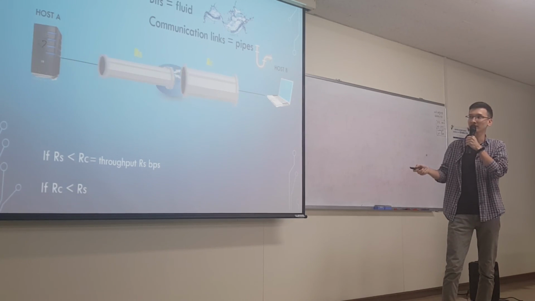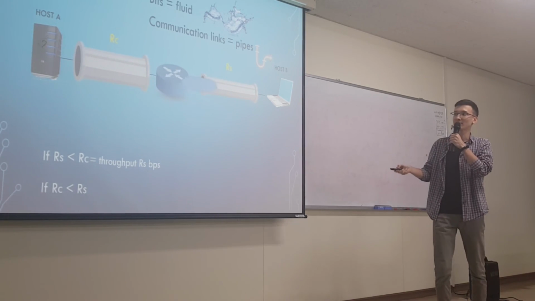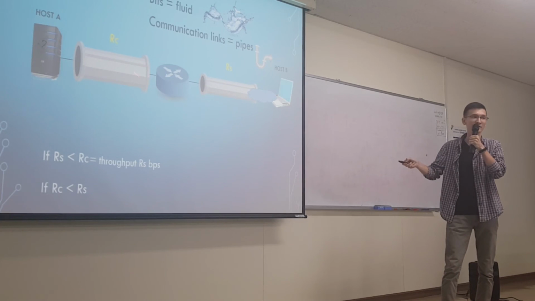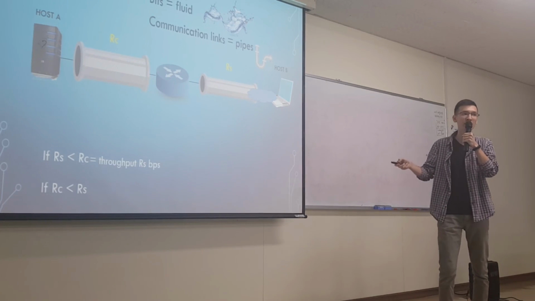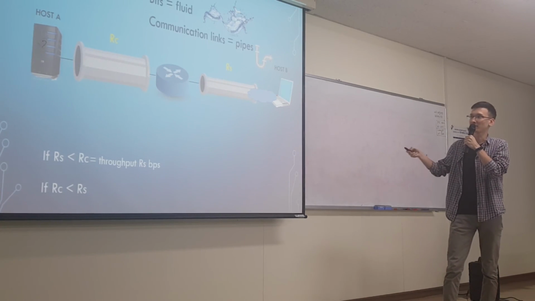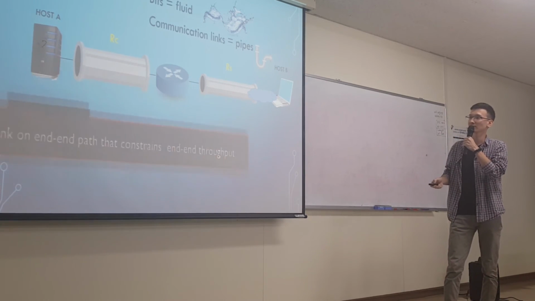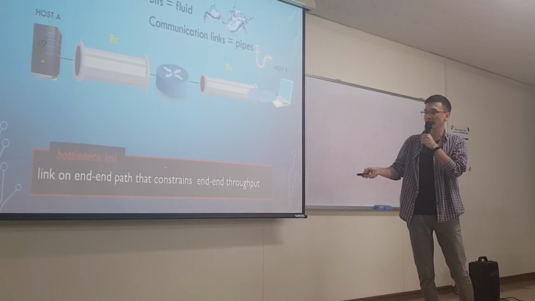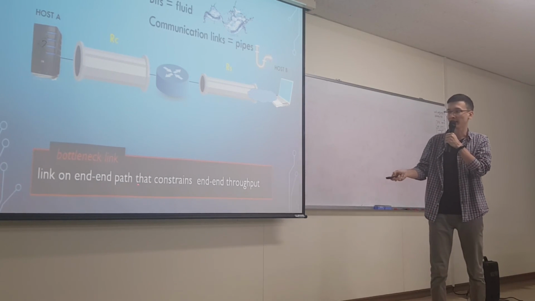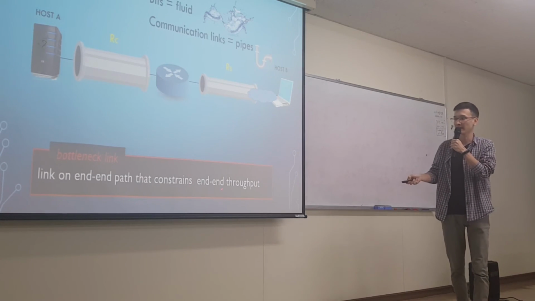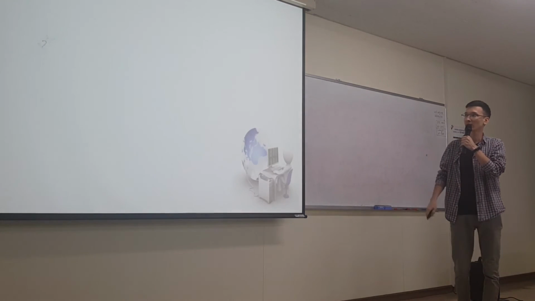Vice versa. You see here, fluid will come here, and it will take some time to be transmitted. End-to-end throughput is Rc. Bottleneck link: the link on the end-to-end path that constrains end-to-end throughput. Thank you.